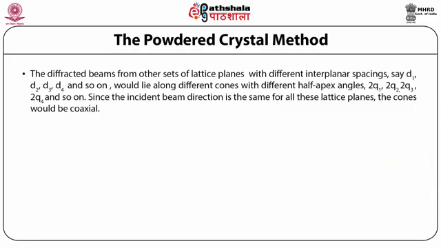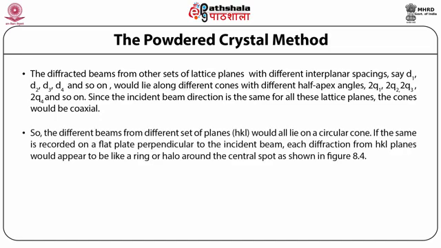The diffracted beams from other sets of lattice planes with different interplanar spacings, say d1, d2, d3, d4 and so on, would lie along different cones with different half apex angles 2 theta 1, 2 theta 2, 2 theta 3, 2 theta 4 and so on. Since the incident beam direction is the same for all these lattice planes, the cones would be coaxial. So the different beams from different sets of planes hkl would all lie on a circular cone. If the same is recorded on a flat plate perpendicular to the incident beam, each diffraction from hkl planes would appear like a ring or halo around the central spot, as shown in figure 8.4.